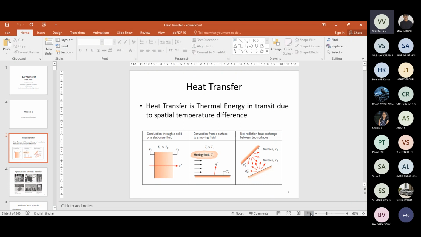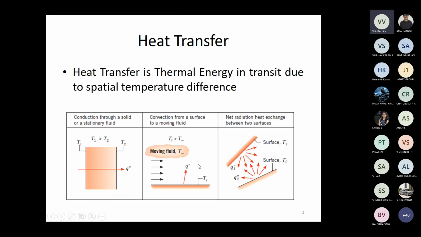Are you able to see my slides still? Are my slides visible? Yes, sir. Okay. So we have here two surfaces, and each of these surfaces is at a different temperature. One surface is at T1 temperature. Another surface is at T2 temperature.